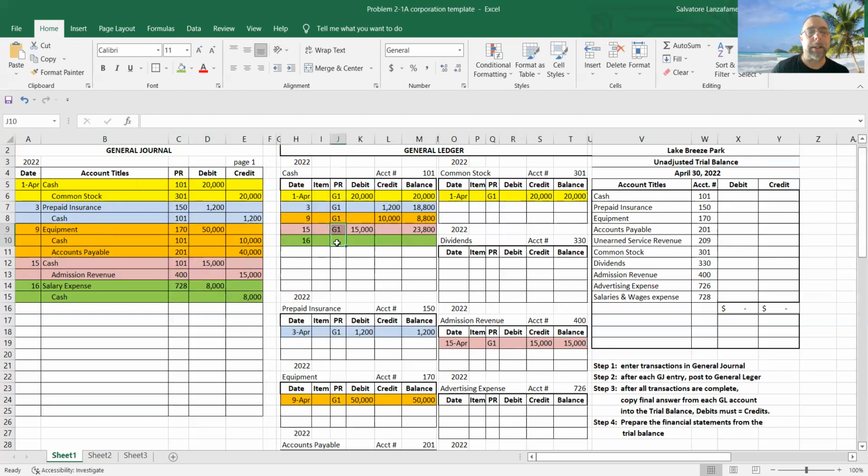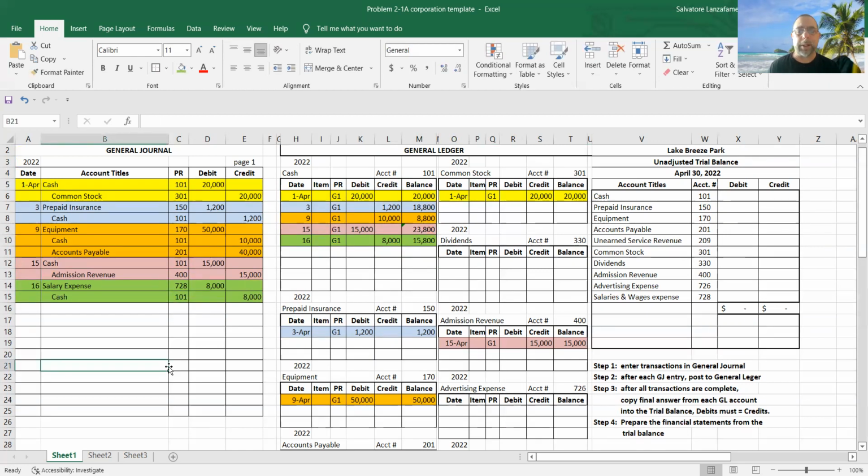Whoops, mistake there. Here we go. G1, we are going to credit for $8,000. And are we going to add or are we going to subtract? What do you think? If you said subtract, you are right. So we are going to do that subtraction, and our new balance is 15.8. Cross-reference back with the 101.